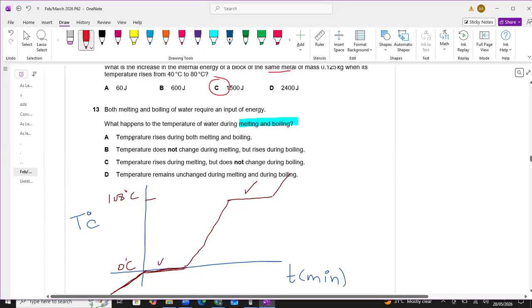You can see in option A, they are saying temperature rises. So temperature will not rise. Temperature does not change during melting. It could be correct, but rises during boiling. So this statement is not correct, so B cannot be a right answer. In option C, temperature rises during melting. No, temperature will not rise. So now we have only one choice: temperature remains unchanged during melting and boiling. So yes, students, D is the correct answer. All right. Did you understand this question, everyone?